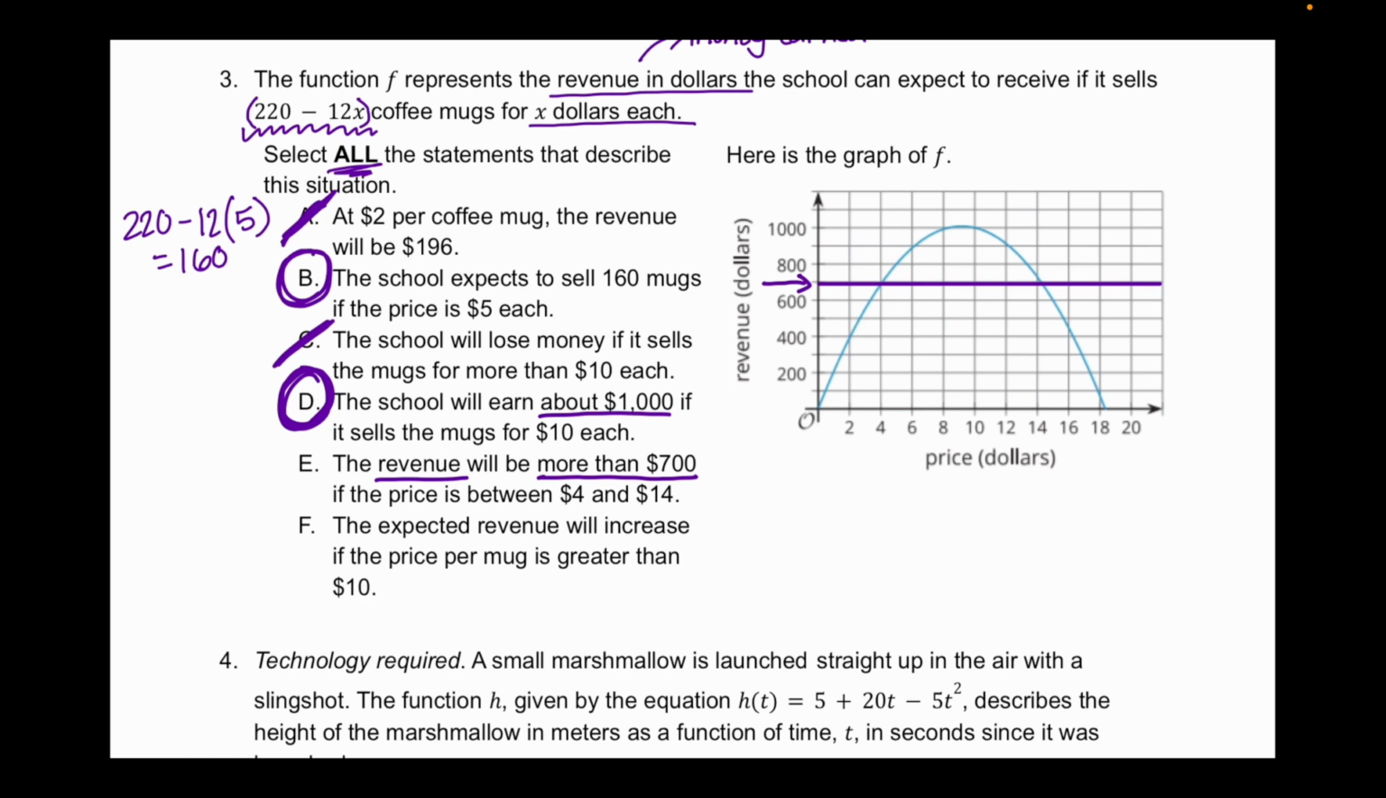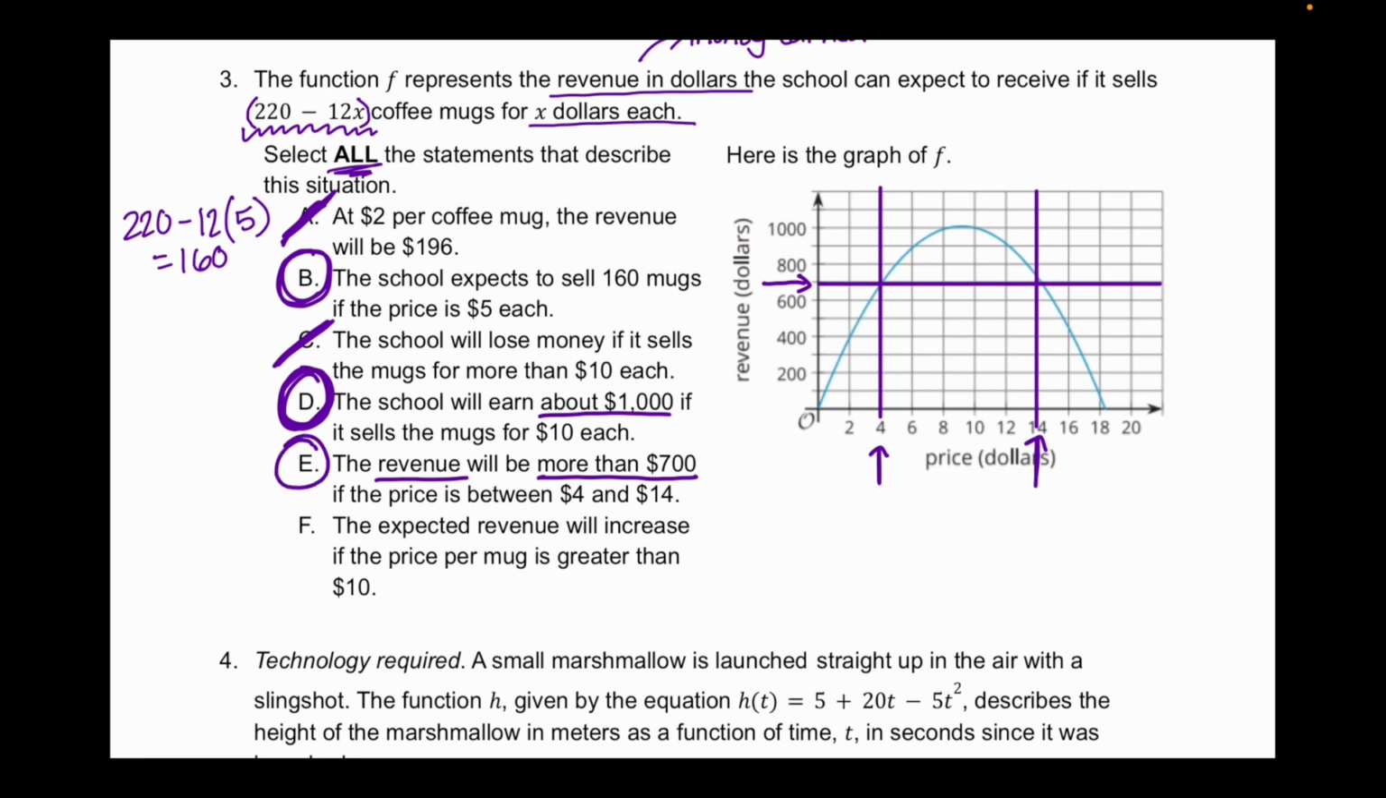And then the price is between $4 and $14. So they're talking about $4 and about $14. I'm going to put some vertical lines here so that I can see more of what I'm talking about. When they say that the price is in between those, it does look to be pretty accurate that yes, they will earn more than $700. It does appear that this entire part between these two halves is above this little line right here. So that means yes, they would earn more than $700 if they sold things in this price range.